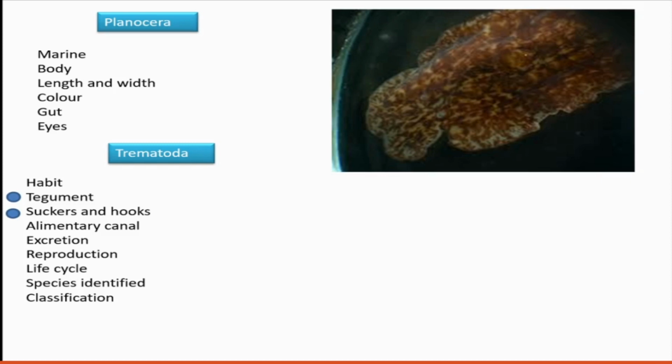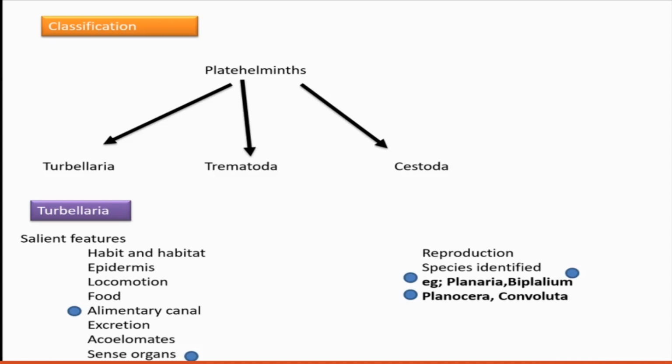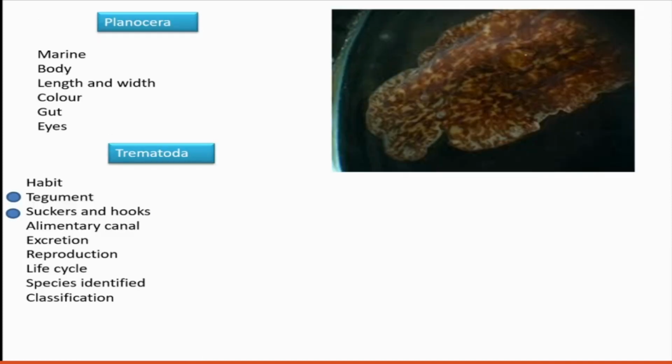That's about the class we learned first. Planaria comes under Turbellaria. The next class is Trematoda.